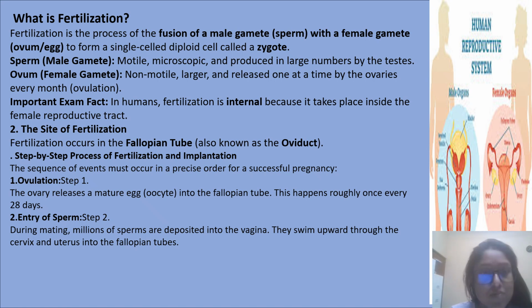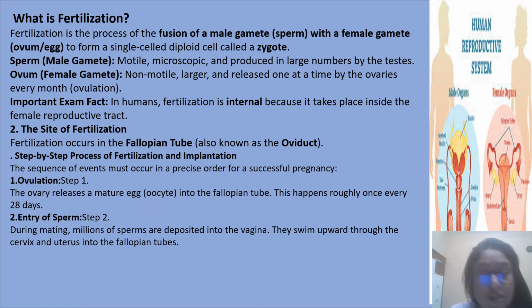Sperm, that is the male gamete, is motile, microscopic, and produced in large numbers in the testes. Ovum, that is the female gamete, is non-motile, larger, and released one at a time by the ovaries every month. That is called ovulation. Next, an important fact: in humans, fertilization is internal because it takes place inside the female reproductive tract.